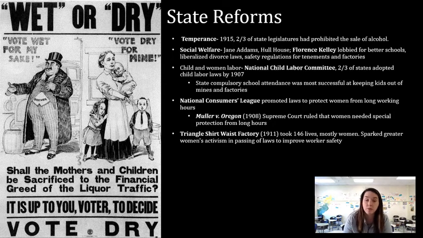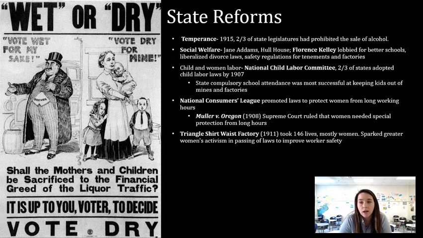All right, state reforms. A lot of states are going to abolish or prohibit the sale of alcohol. And again, that plays a large role in the temperance movement, which we've talked about since before the Civil War. In addition to that, we've already talked about Jane Addams and the Hull House, trying to improve urban areas and provide immigrants opportunities and resources to kind of better themselves.